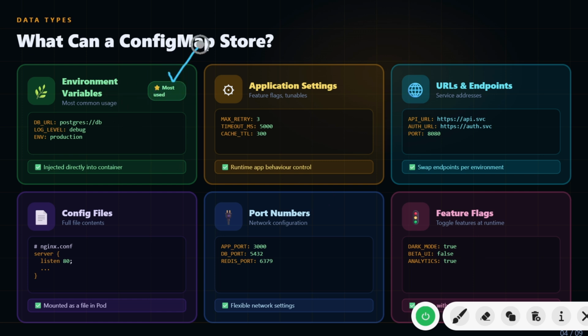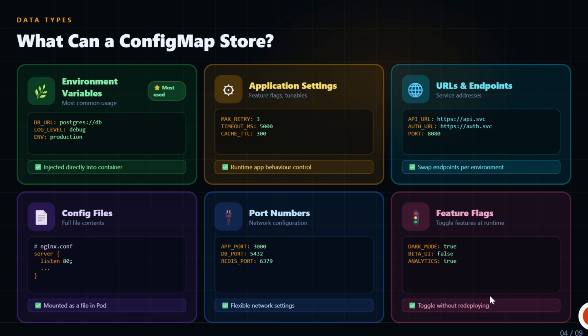Popularly used and most commonly used are environment variables. That includes things like the environment, log level information, debug, URL, port numbers. Okay, so it directly injects this information into the container. Coming to the application settings, it controls application behavior at runtime. For endpoints and URLs, it helps to swap the endpoints on a per-environment basis. The config files, configuration files, are mounted as a file within the pod. For port numbers, it is flexible for network settings. And for feature flags, it is for toggling without redeploying or rebuilding the application.